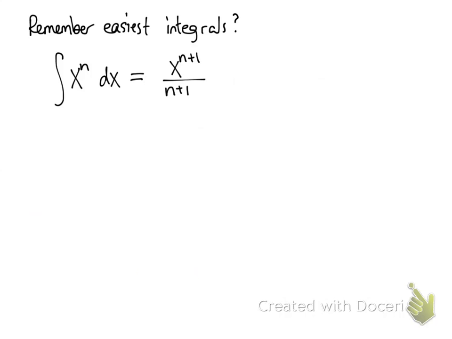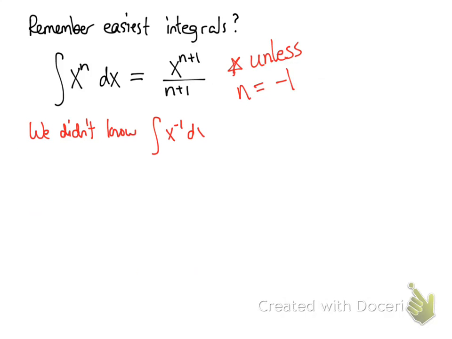But there was one big giant exception, and that is you can't divide by 0. So if n plus 1 is 0, there's a problem. So if n equals -1, this didn't work. That is, we had no idea how to do the integral of x to the -1 power. That's the same thing as 1 over x, right? x to the -1 is 1 over x. So we had no idea how to do the integral of 1 over x.